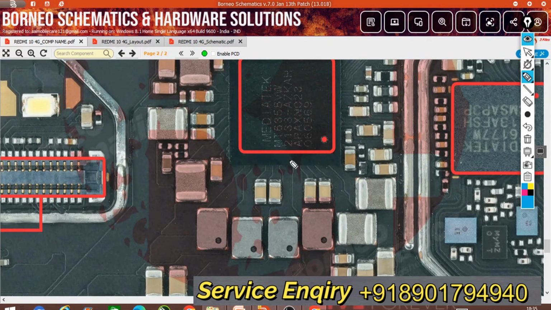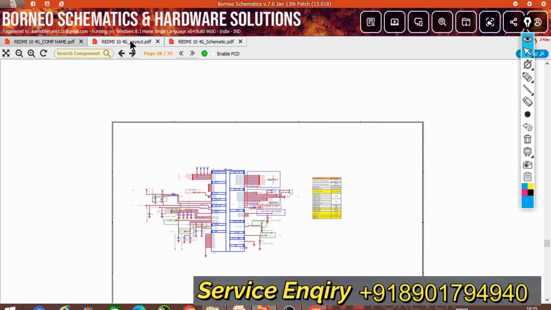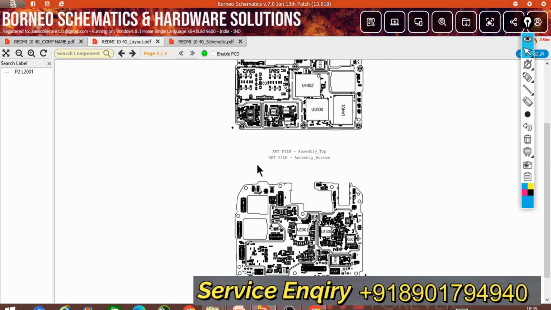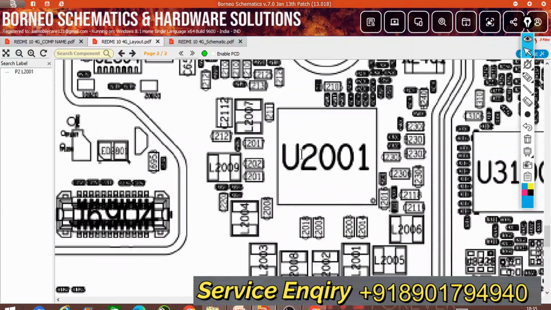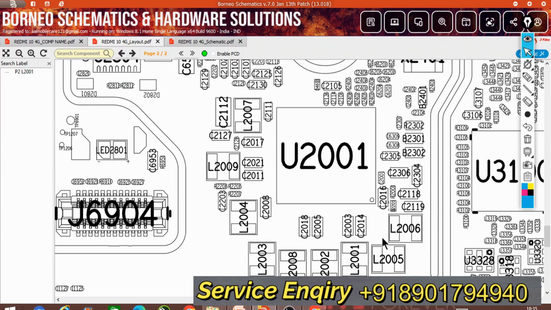Now this is basic information for those who are new, right? Now let's go to the schematics and understand in more depth how this buck section works. So we go to the schematic first, open the layout and the schematic. Now the PMU, these all are bucks, these L. The L in electronics denotes a coil or inductor.